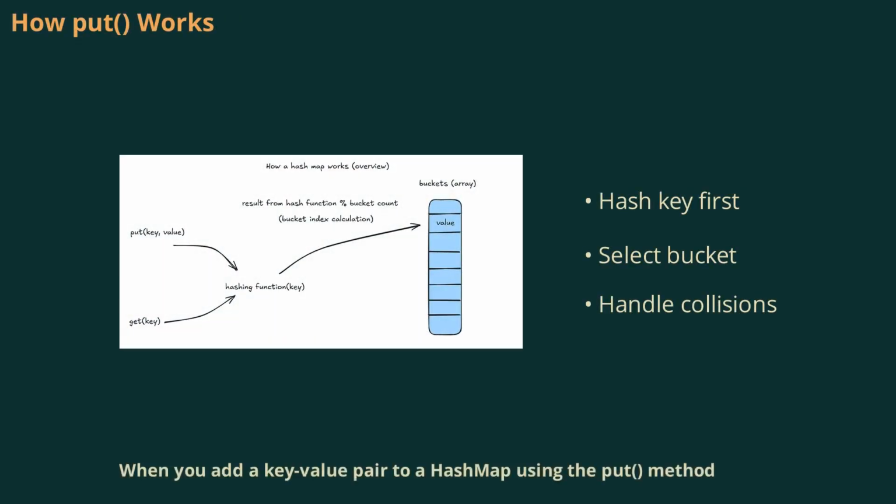When you add a key-value pair to a HashMap using the put method, the key is first hashed. The hash value is then used to select the appropriate bucket. If the bucket is empty, the entry is simply added. If not, HashMap checks for collisions. If another entry with the same key exists, its value is updated. Otherwise, the new entry is added to the bucket's collection, handling any collisions gracefully.